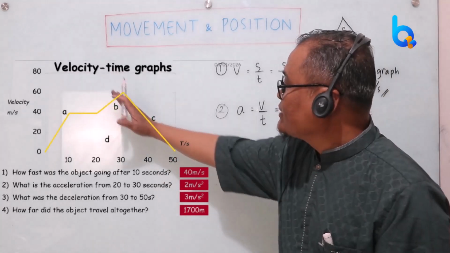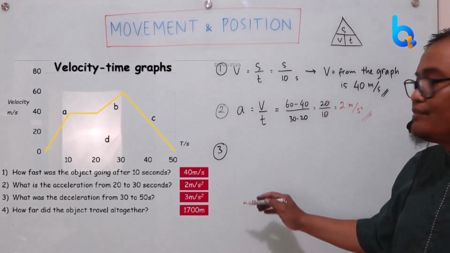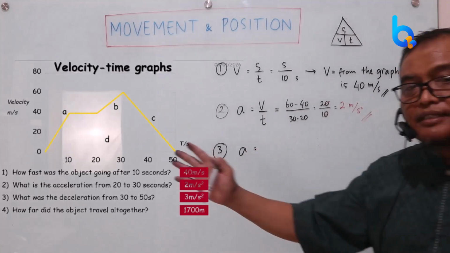At the point C, number 3. What is the duration from 30 to 50 seconds? From 30 to 50 seconds. Same, yeah, but this is from 30 to 50.